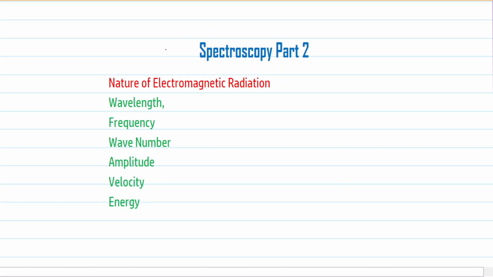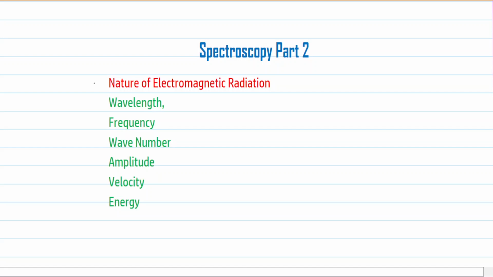Hello friends, welcome back to the spectroscopy. In the first part, we have studied the meaning of spectroscopy and electromagnetic spectrum. In electromagnetic spectrum, different electromagnetic radiations are arranged according to their wavelength, frequency and energy.